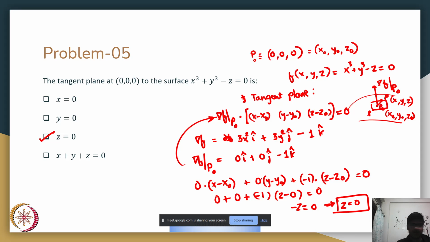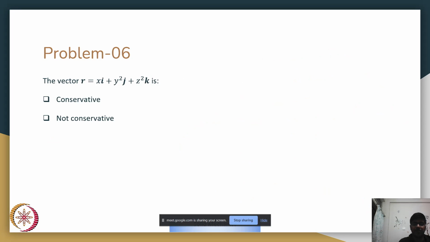Okay, any doubts here? If not, we'll move to the next one. We are now given a vector, r of x, y, z. This essentially becomes a vector field, and we are asked to check if this is conservative or not. So how do we do that? Does anyone remember?